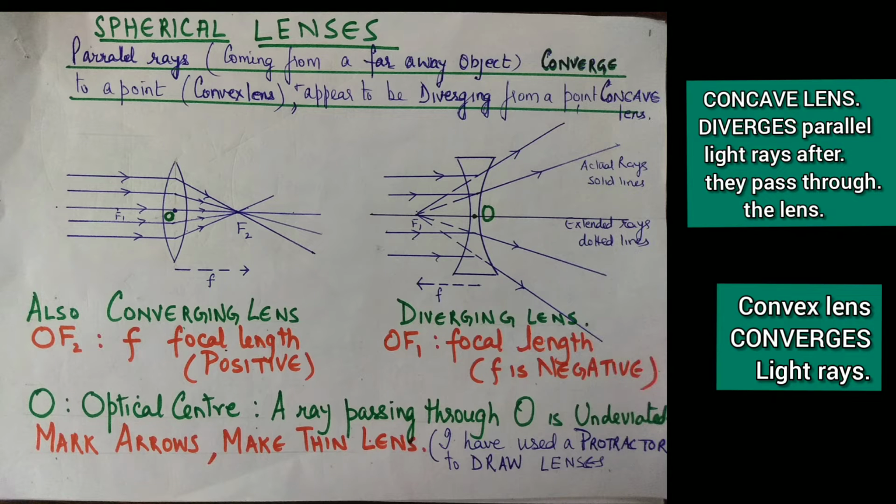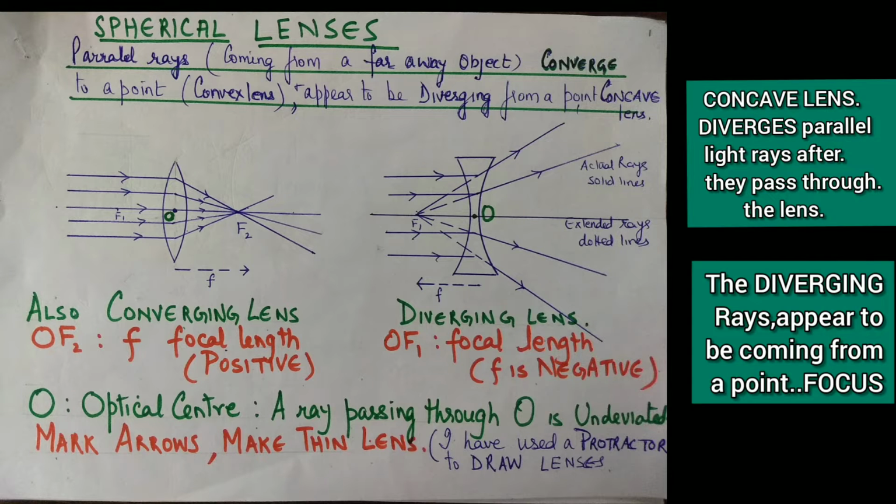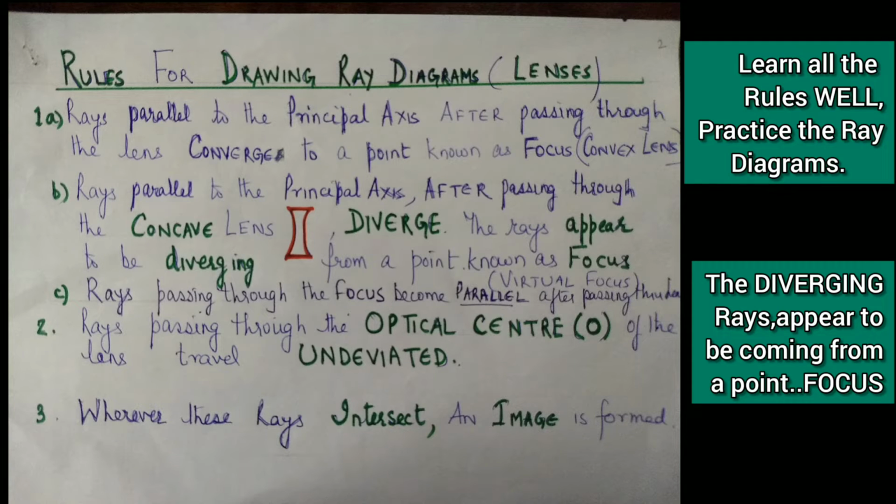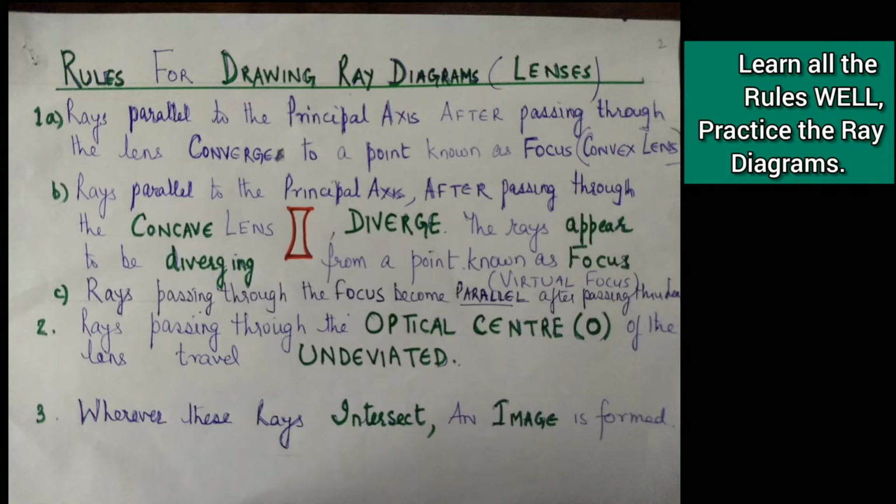Convex lens is known as a converging lens because it converges light, and concave lens is known as a diverging lens because it diverges light. Whatever light is incident, they converge and diverge respectively. Now, again, we have the rules and regulations. You must know them well so that you can make the diagrams properly. These rules are here and you can learn them properly and practice them too.